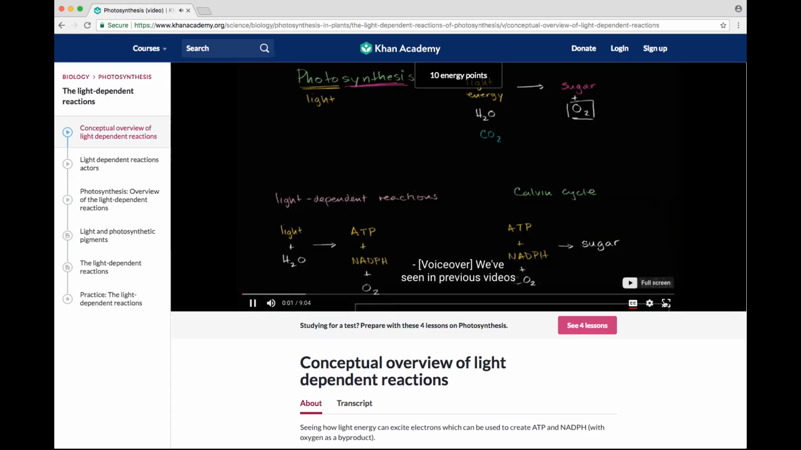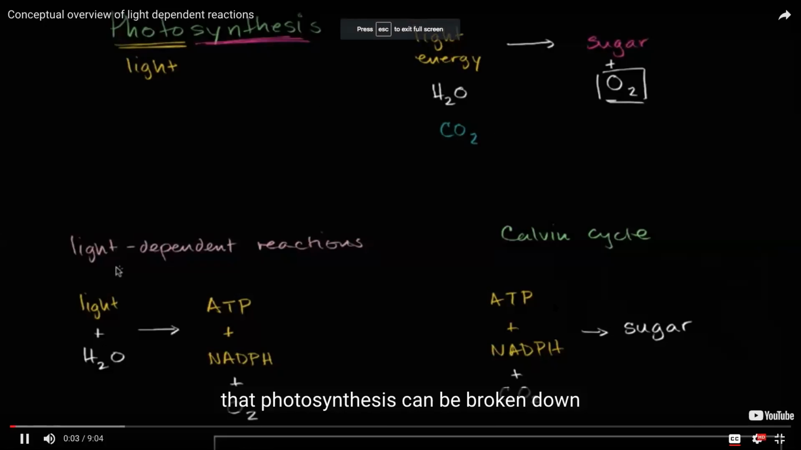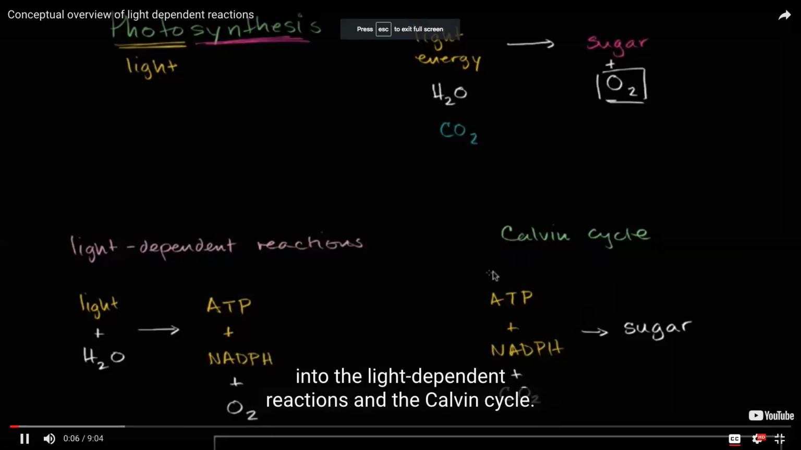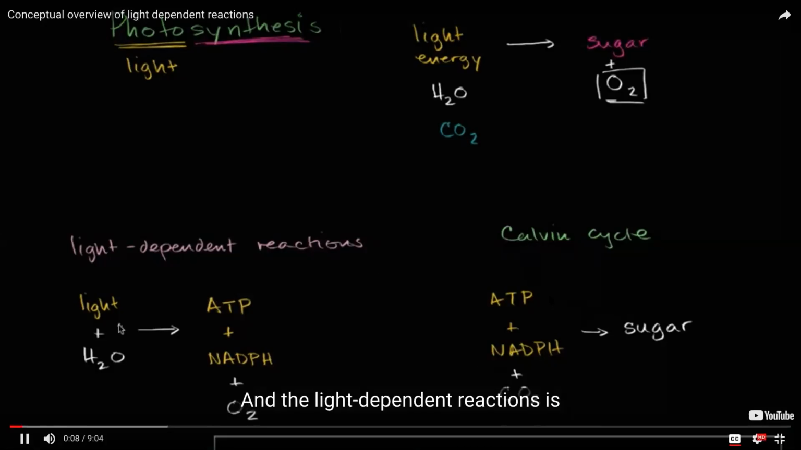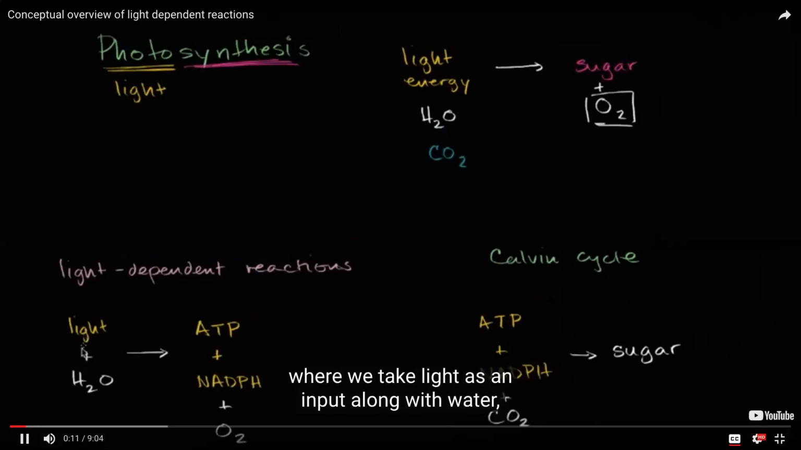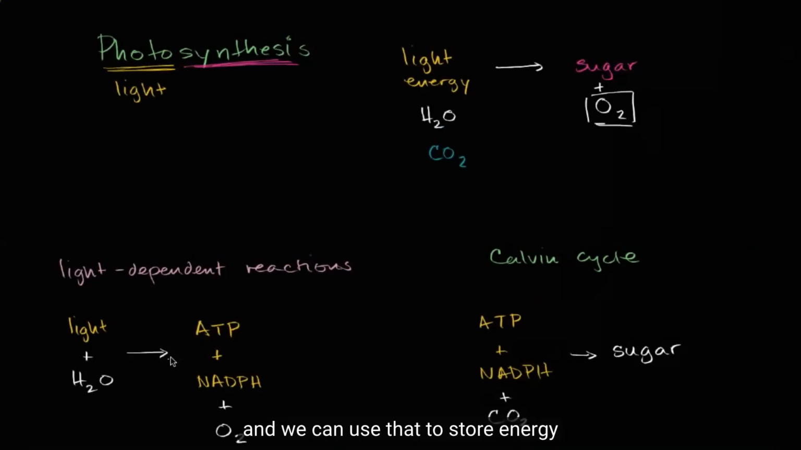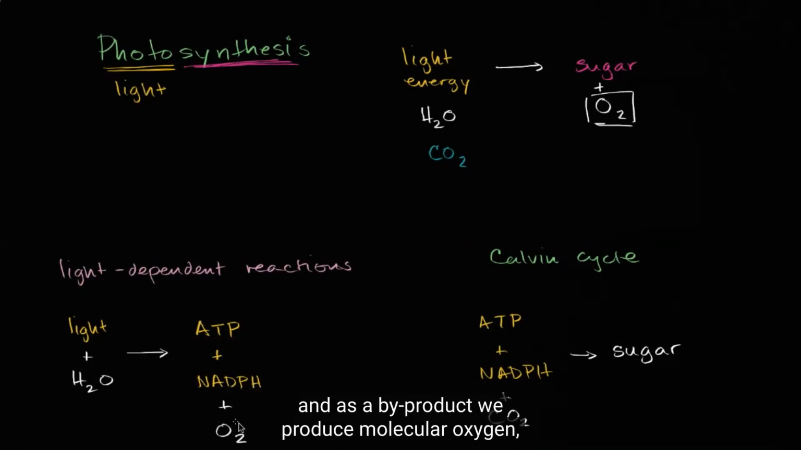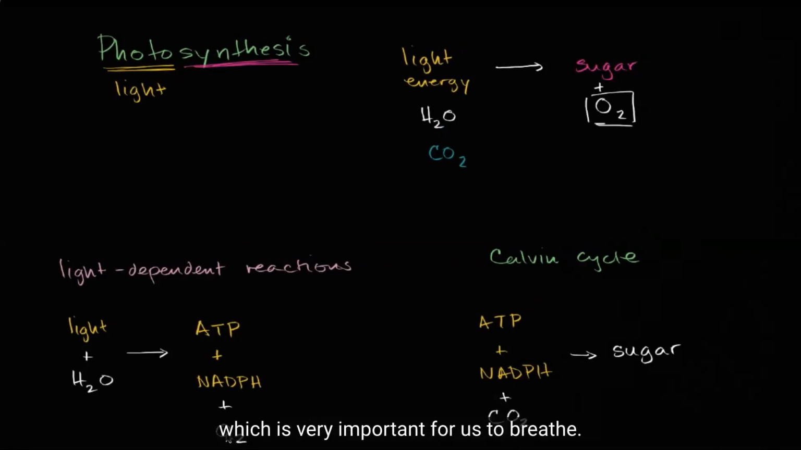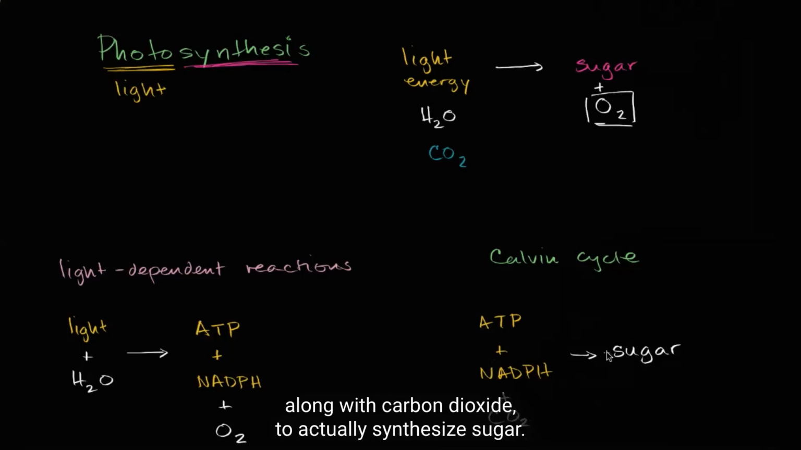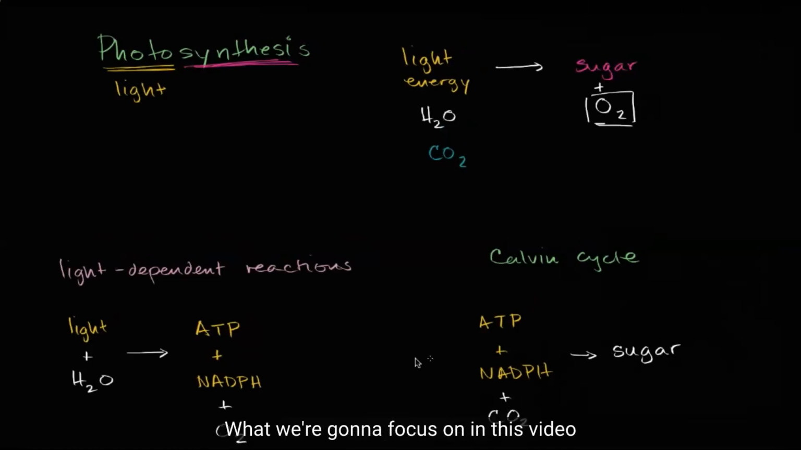We've seen in previous videos that photosynthesis can be broken down into the light-dependent reactions and the Calvin cycle. The light-dependent reactions are where we take light as an input along with water, and we'll see the water is actually a source of electrons, and we can use that to store energy in the form of ATP and NADPH, and as a byproduct, we produce molecular oxygen, which is very important for us to breathe. Then that ATP and that NADPH can be used in the Calvin cycle along with carbon dioxide to actually synthesize sugar. What we're going to focus on in this video are the light-dependent reactions.